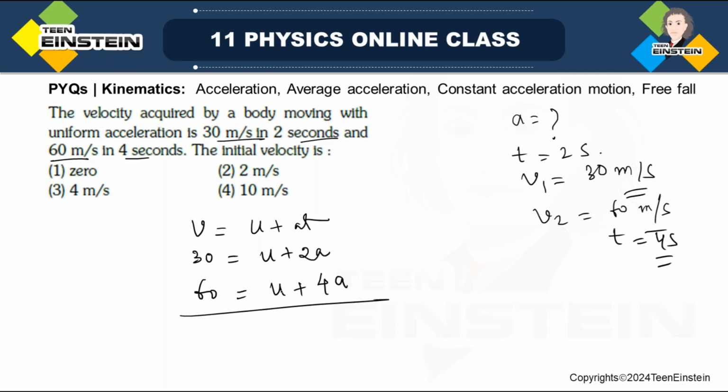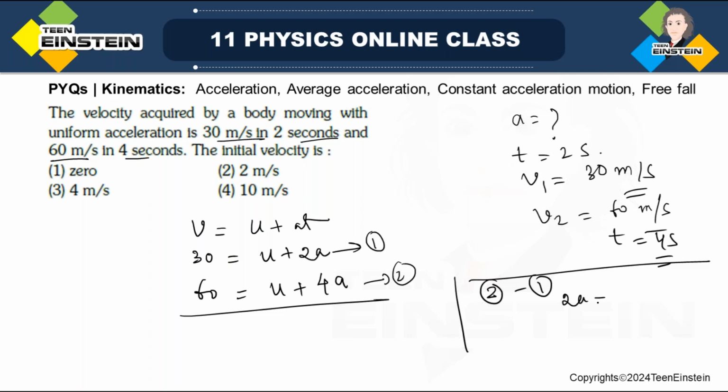Now let us say this is equation number 1, and this is equation number 2. I have to take the difference, 2 minus 1. If I do so, what will we get? We'll get 2a is equal to 30, so a will be 15 meter per second square. So I have got the acceleration. Now I have to find out the initial velocity.